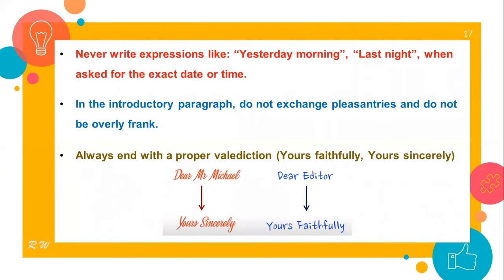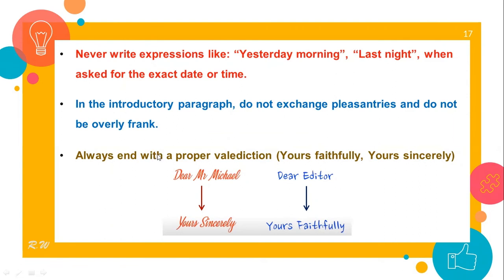And also remember never to write expressions like yesterday morning, last night, when asked for the exact date or time. Make sure you provide the exact date or time without referring to ambiguous or vague timings. In the introductory paragraph, do not exchange pleasantries and do not be overly frank. Don't go and ask your manager, how are you doing, in the letter. Or maybe when you're writing a letter to the principal, you don't say, how are you doing? Because we are talking about formal letters.